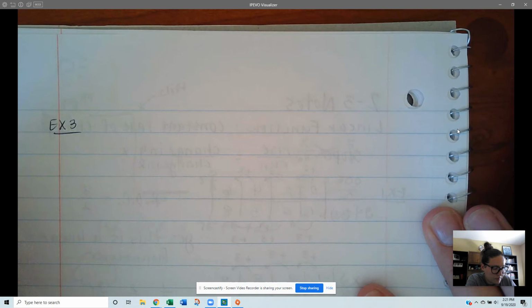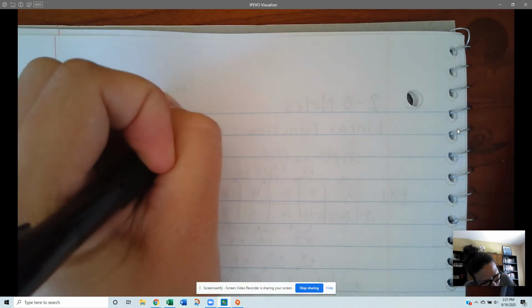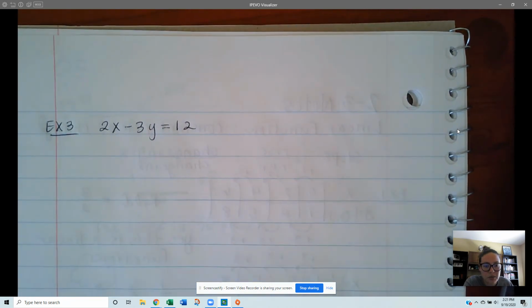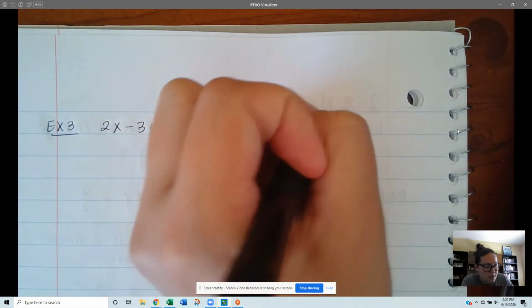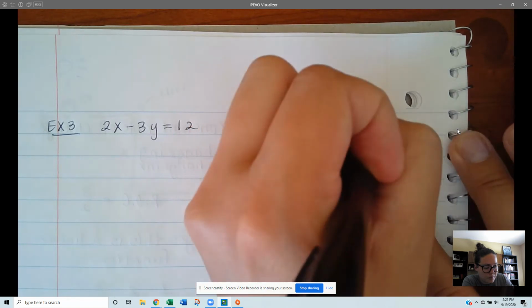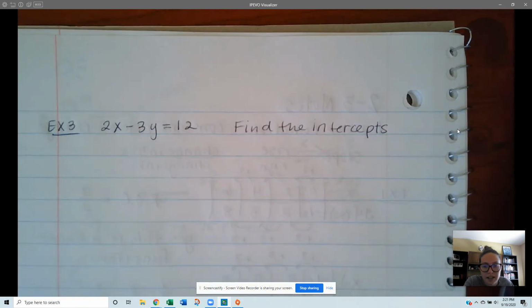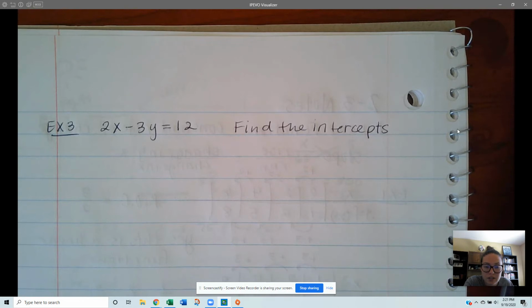All right, so example 3. We have this equation right here. 2x minus 3y equals 12. And we want to find the intercepts. Find the intercepts. So both the x-intercept and the y-intercept, and then graph.